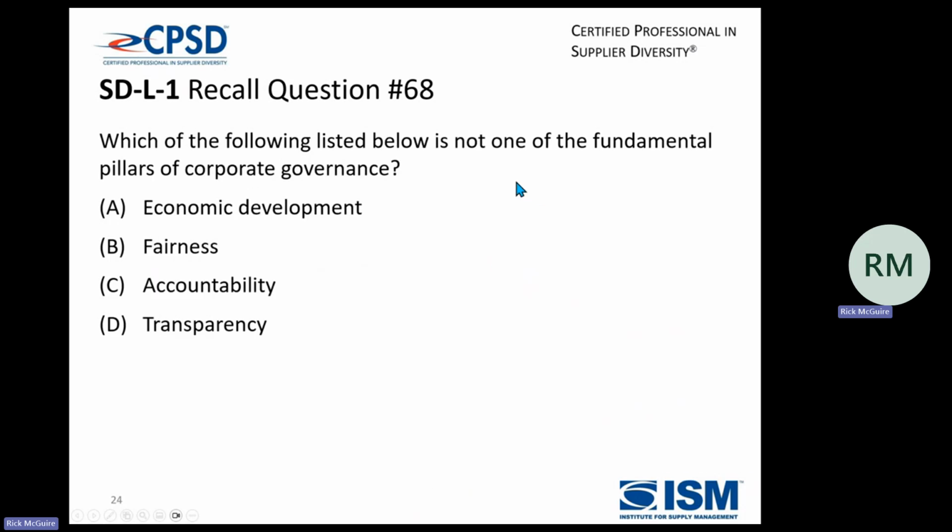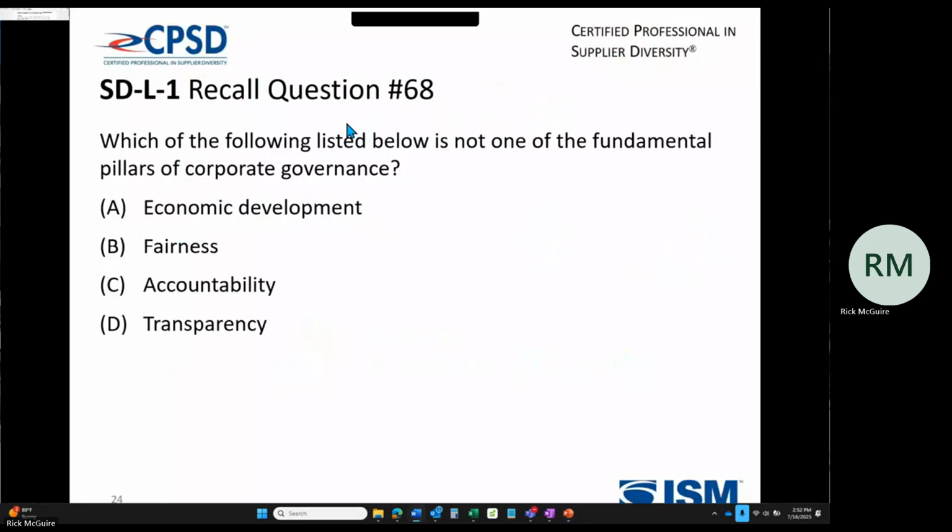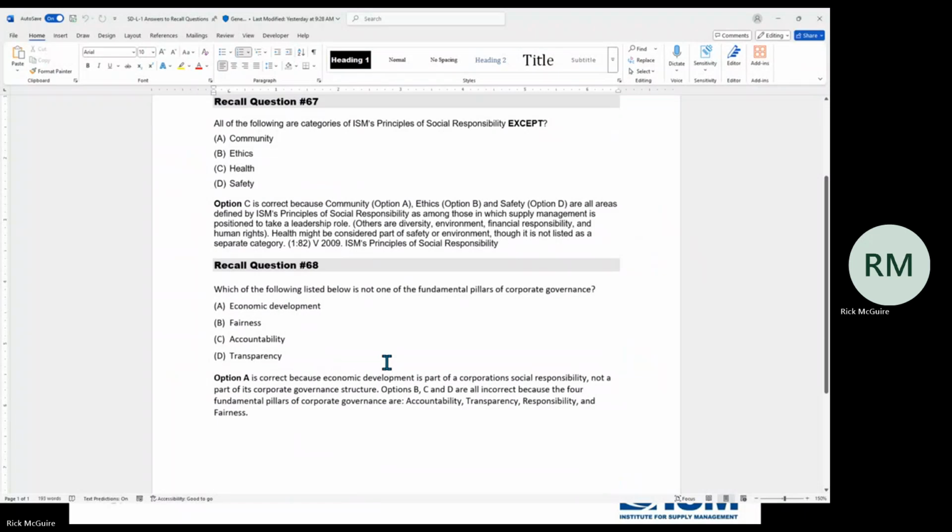Which of the following listed below is not one of the fundamental pillars of corporate governance? Fairness, accountability, and transparency all sound good. Economic development is something we want, but I don't think it's a pillar of corporate governance. Yeah. It's part of corporate social responsibility, not a part of corporate governance.